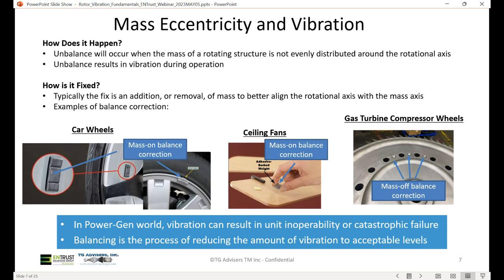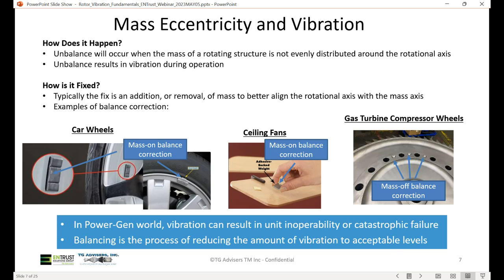There are some examples around us every day. The tires or wheels on our car have little weights that are added. This is an example of mass unbalance correction. Not many know, but there are mass unbalance corrections for ceiling fans. So if your ceiling fan is vibrating during the high speed setting, you can actually add weights to correct that. The far right picture on this slide shows a mass unbalance correction for a gas turbine compressor wheel.